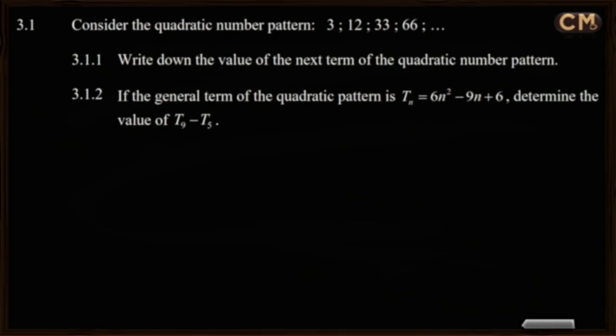Consider the quadratic number pattern 3, 12, 33, and 66, and so on. Write down the value of the next term of the quadratic number pattern. So we have 3, 12, 33, 66. That's 9, 21, 33. Get from there to there. 12, 12.